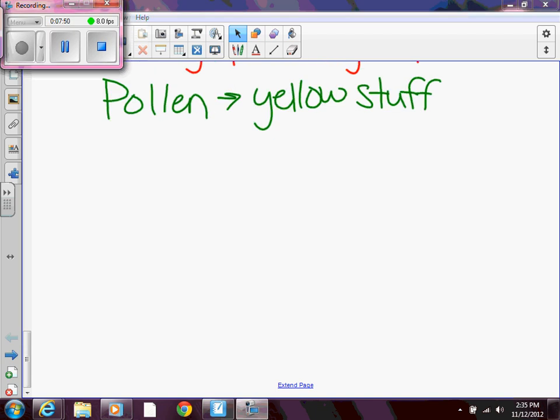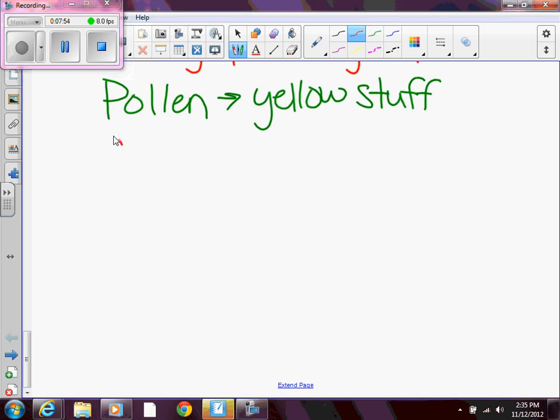What other parts did we talk about? Haley? Fruit. And what is the fruit? Does it stay in there? Do you know what the fruit is? What is it? It grows around the seed to protect it. Exactly.